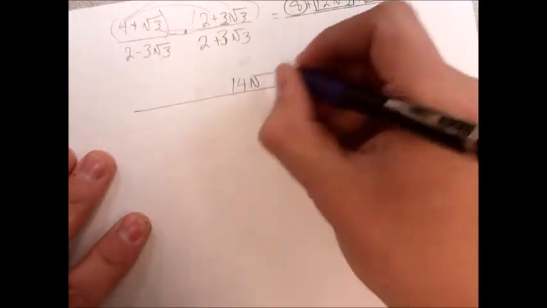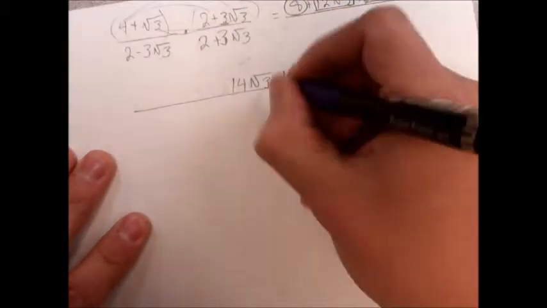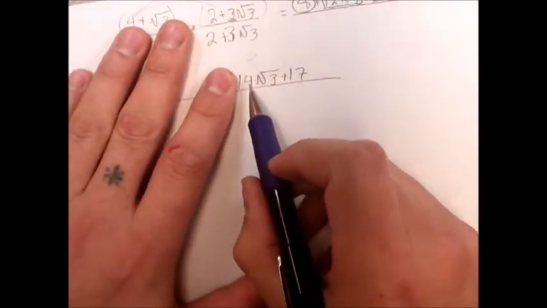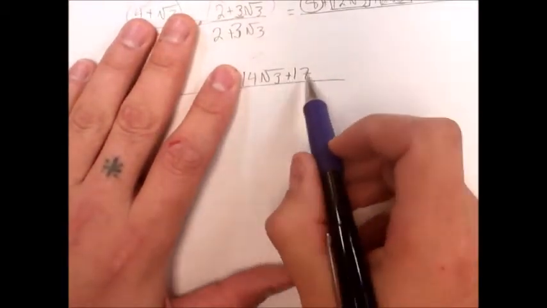Or sorry, did I say 13? Square roots of 3. I'm sorry. Square roots of 3. So when I combine it all together, we only get 14 square roots 3 plus 17. And I'm going to leave that alone for the time being.